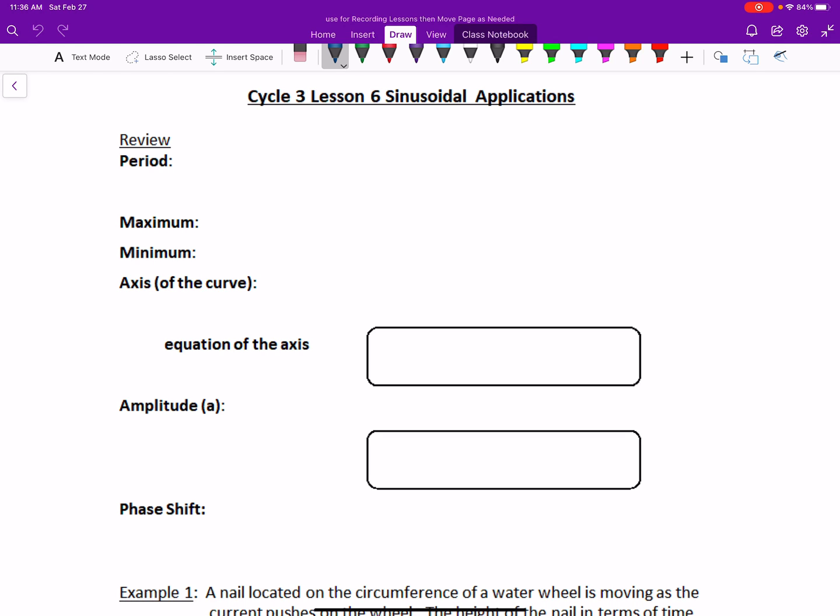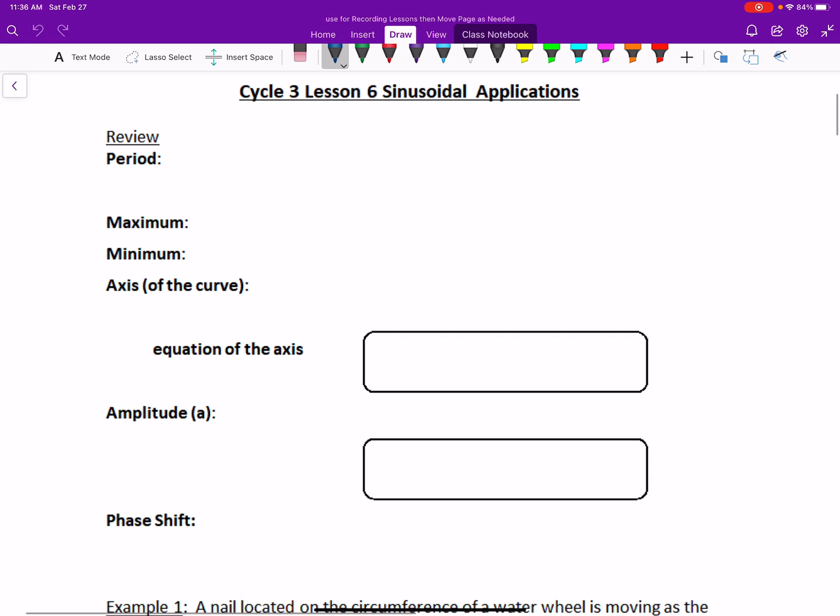In Cycle 3, Lesson 6, sinusoidal applications, we're just going to look at applications of sine and cosine functions. Here's a quick review of some of the things we need to know. Period, length of one cycle. Maximum, obviously the highest point on the function.